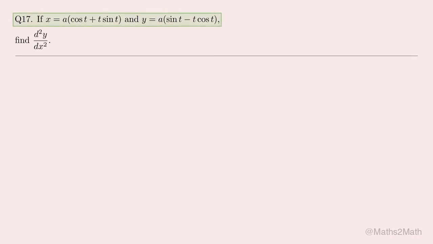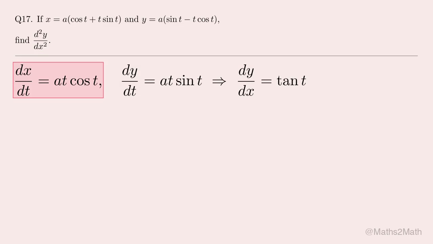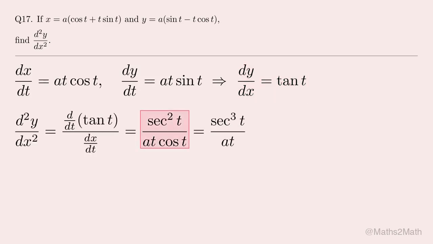Question 17. The involute pair from exercise 5.6 returns, now asking for the second derivative. Differentiate the parametric slope with respect to t, then divide by dx by dt once more. From the earlier computation, both parameter derivatives simplify, and the slope is tangent t. The second derivative is the t derivative of tangent, divided by dx by dt.